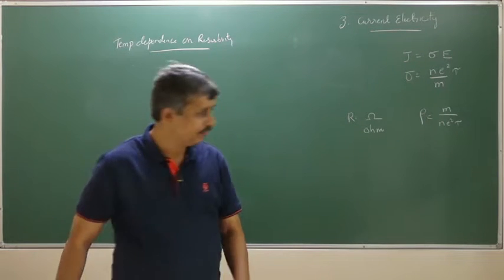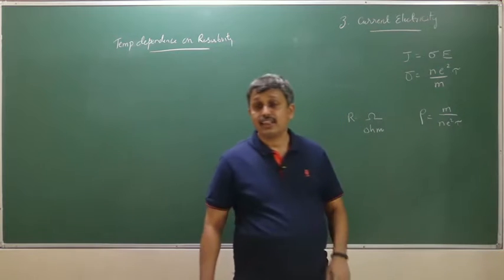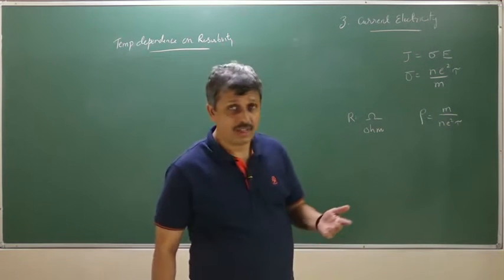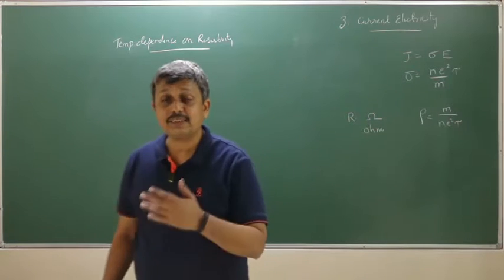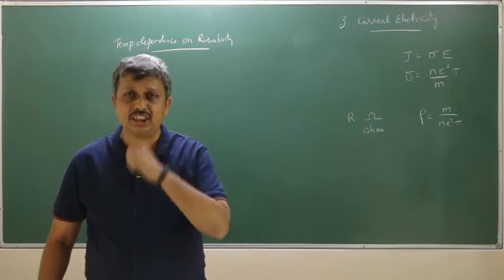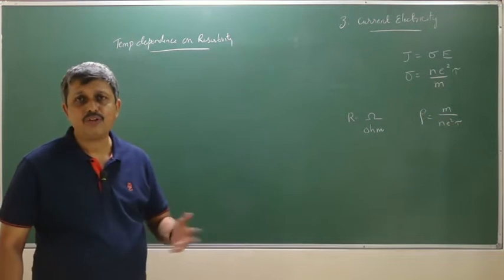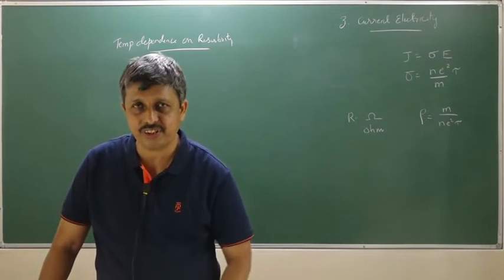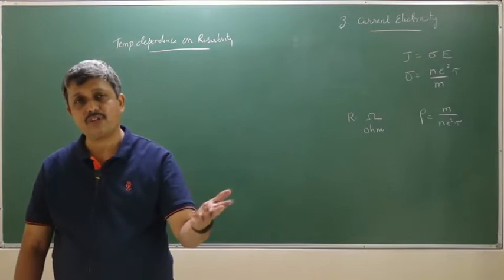So hence, when you increase temperature, what happens? Tau decreases and then rho increases. So that is the scenario of what we call conductors. Okay, so now in that case, what is the relationship? How do we find out how it is changing? Let's say if we change it by 20 degrees, how much does the rho change?